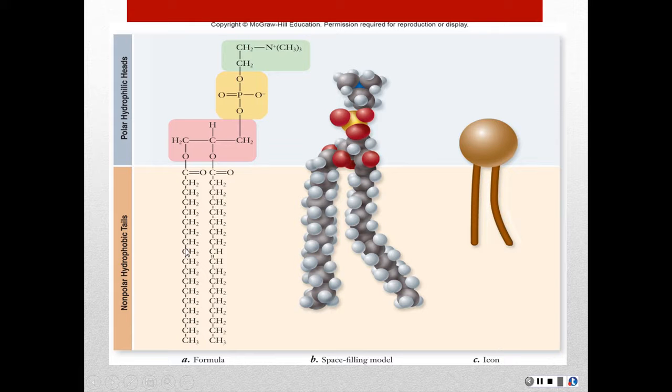When we look at the formula in A, the pink area would be your glycerol. The yellow area is your phosphate group. And this green area here is that charged choline, which we see here at the top.